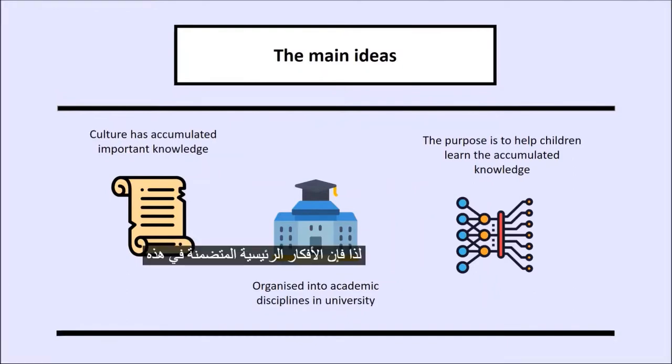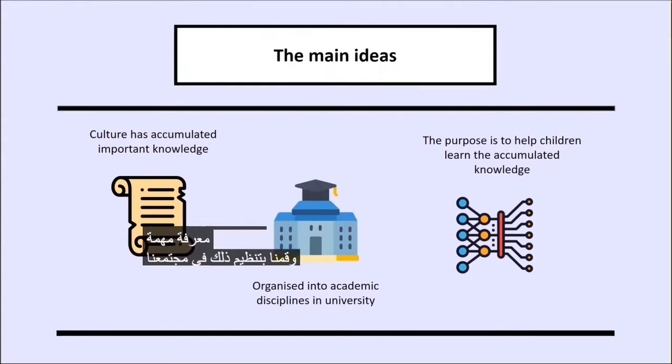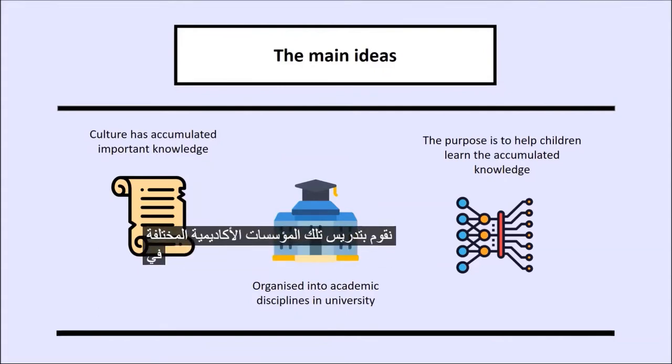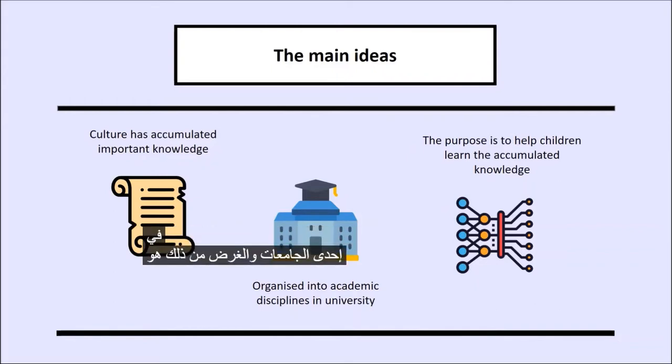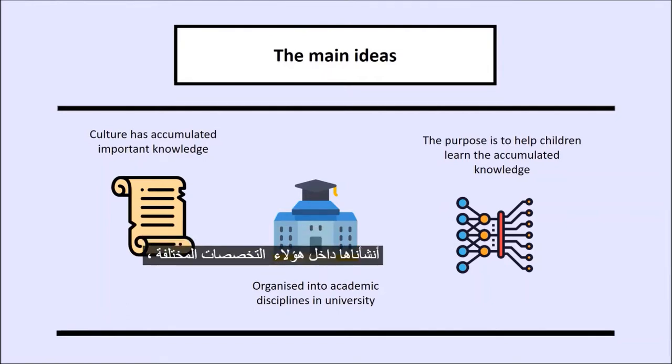The main idea in this scholar academic ideology is that culture, over the thousands of years, has accumulated important knowledge. And we've organised that in our society into academic disciplines. We teach those different academic disciplines in a university. The purpose is to help children learn that accumulated knowledge, what we've created within those different disciplines.